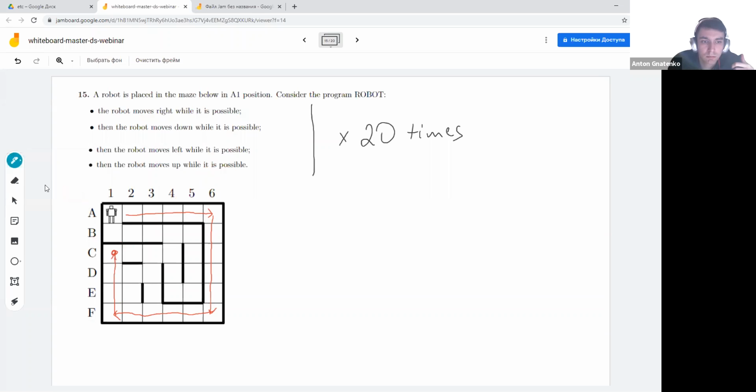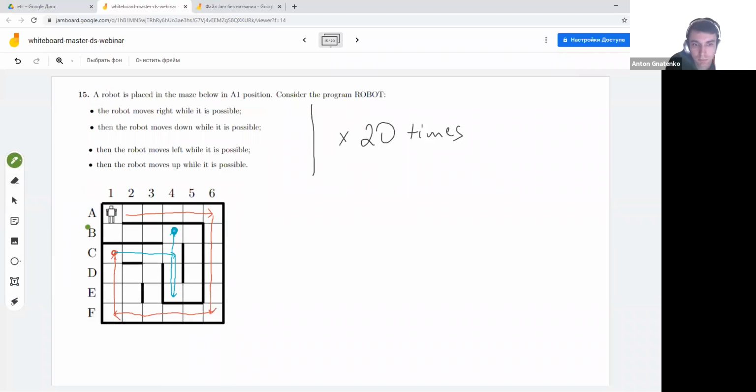Let's execute the program robot for the second time. Again, go right while possible, go down while possible, go left while possible. I can't do that, so it's a wall here. Go up while possible. I'll end up here. That was the second time of executing the program robot.